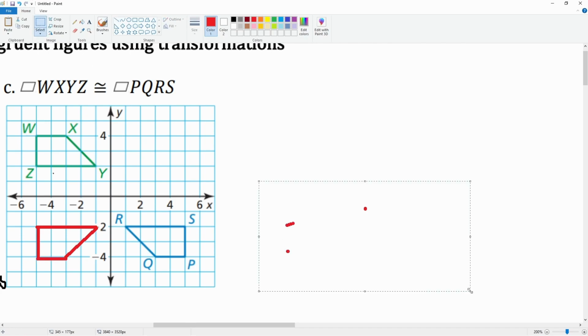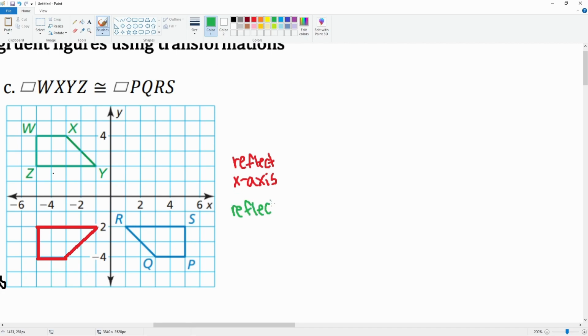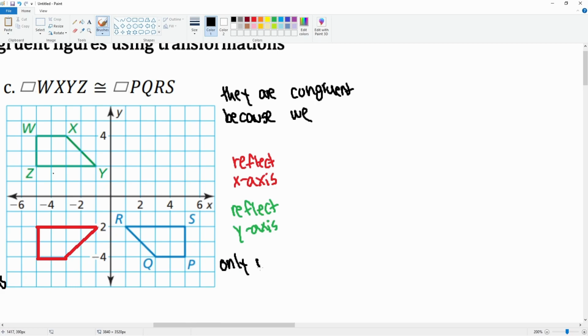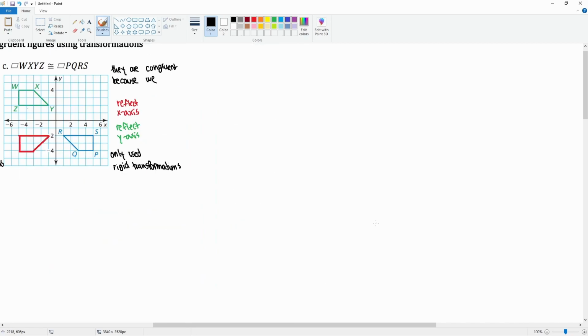Perfect. All right, so it looks like what I did first was I reflected over the x-axis. Then I also did one more. I reflected over the y-axis. Yeah. So here we say they are congruent because we reflected and then did another reflection, and only used rigid transformations. There you go. That's it.